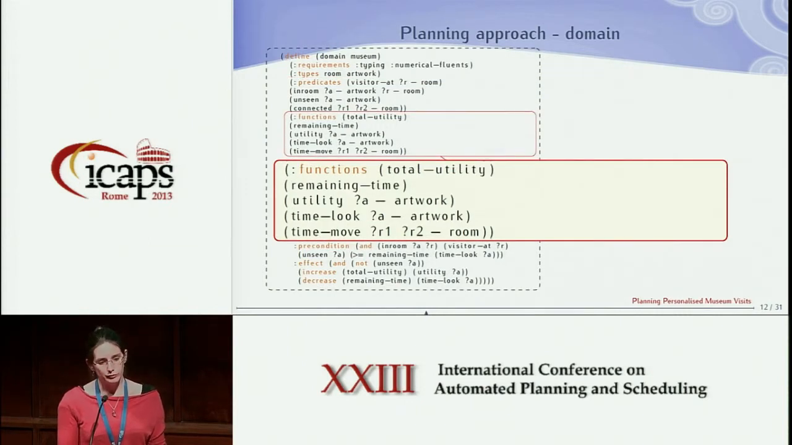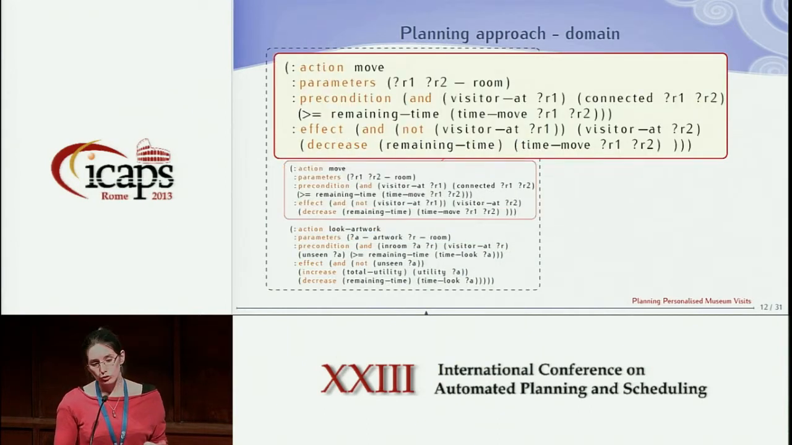We have a few functions. The first two are fluents that will vary in the resolution. Total utility will correspond to the actual score of the solution, and remaining time will correspond to the time still remaining to visit or to move. Then we have our three functions that represent respectively the utility, the time to look at some artwork, and the time to move from one room to another.